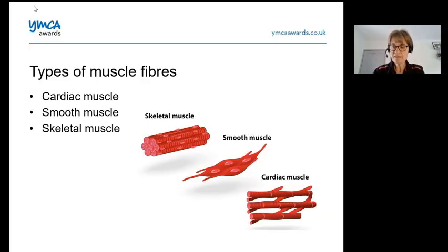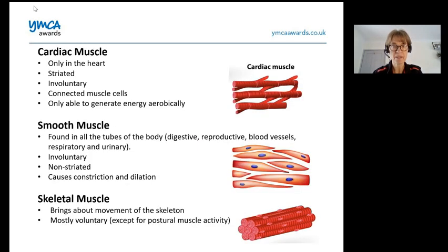So there are 3 different kinds of muscle fibers that we've got inside our body. We've got cardiac, smooth, and skeletal. The one you're probably most familiar with is the skeletal muscle, but it's important to know about the 3 different types. So let's have a little look.